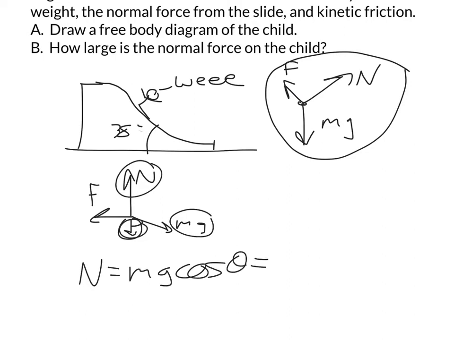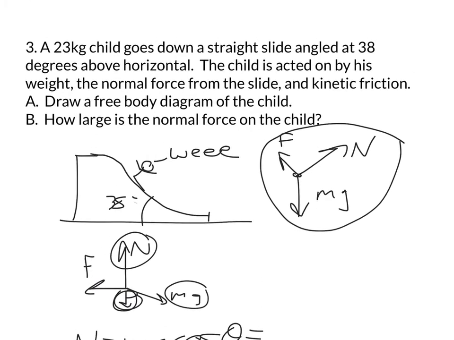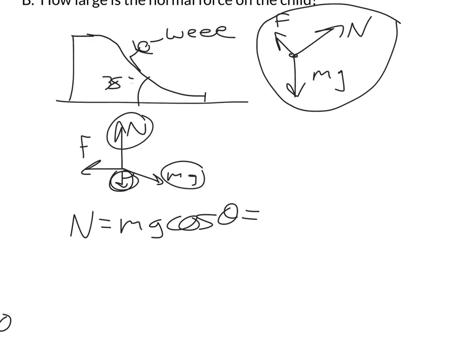Or his mg, did they give me the mass of this child? They do, 23 kilograms. All right. So he's a 23 kilogram child, and g is 9.8 meter per second squared. And cosine of 38 is 1/2. I do remember it from the last problem.